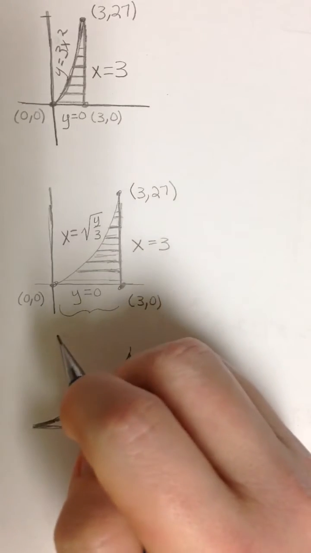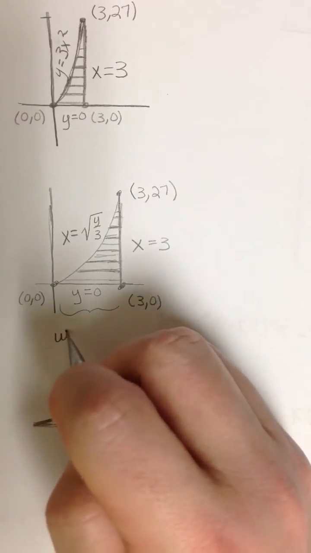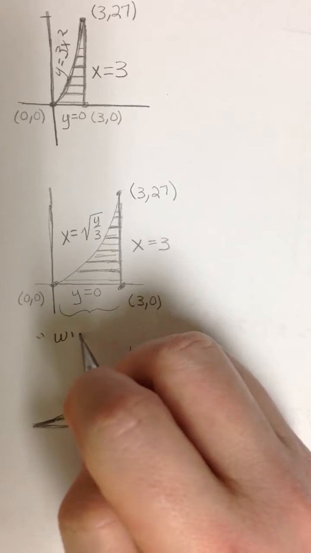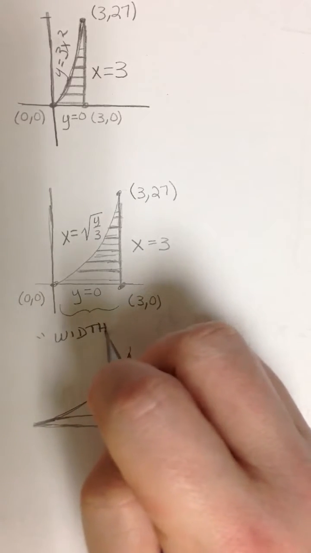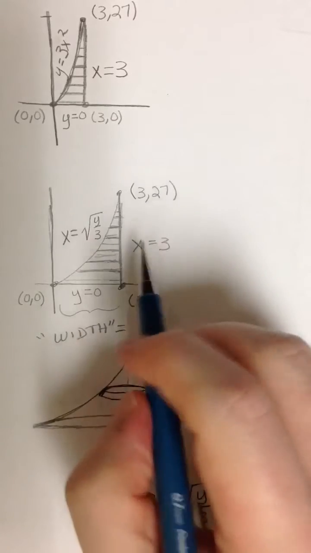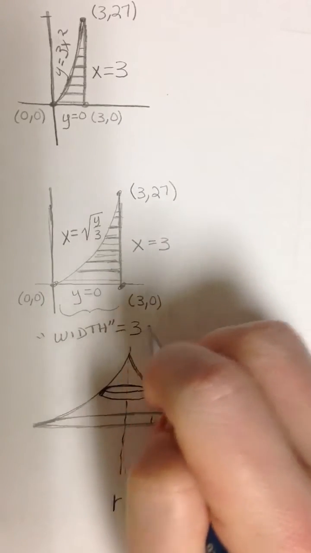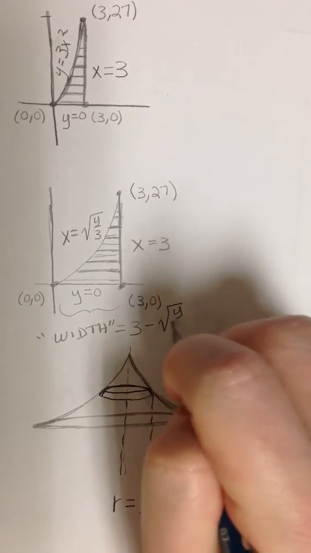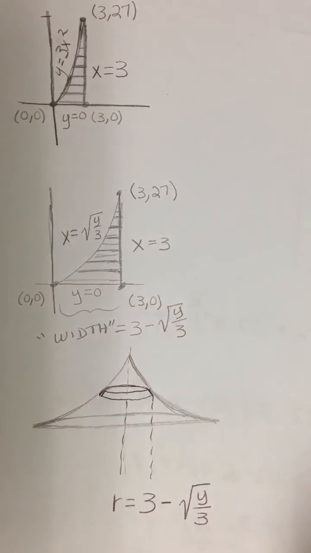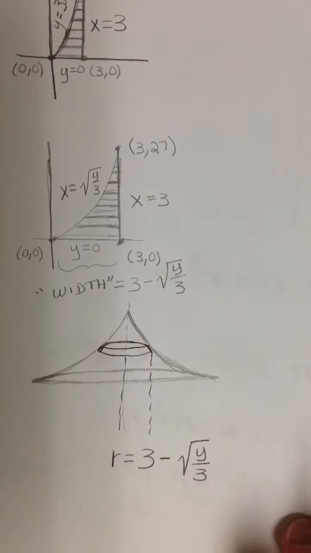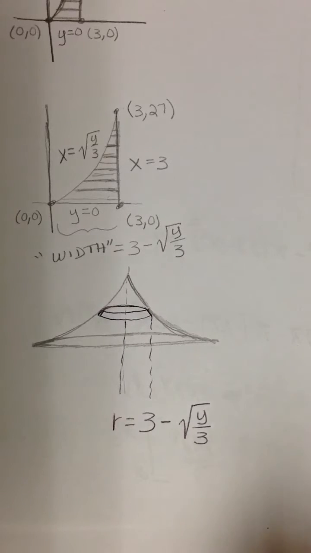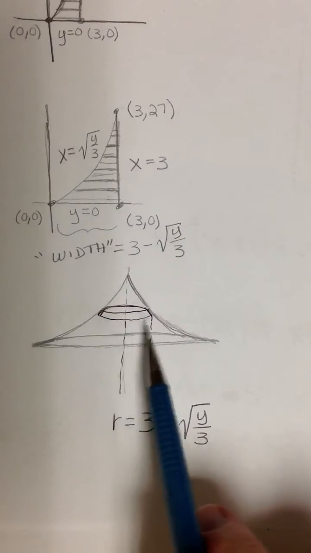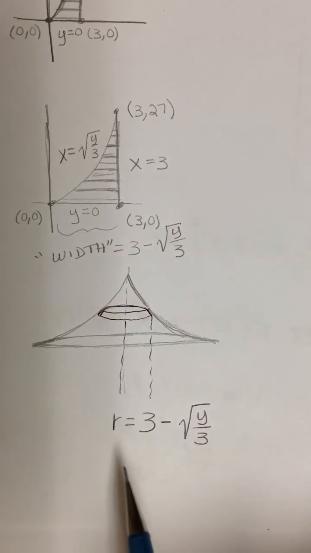Let me just state this: it is the width, the right minus the left, so you have 3 minus the square root of y thirds. So for the formation, slicing it up in disks, and for the apportioning of the disk, again the radius is going to be equal to 3 minus the square root of y thirds.